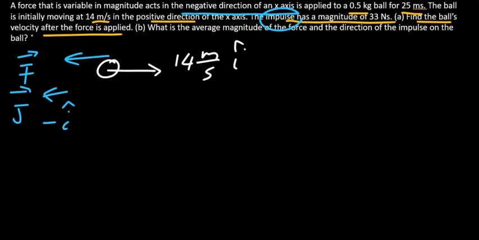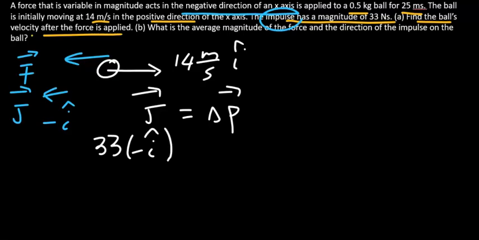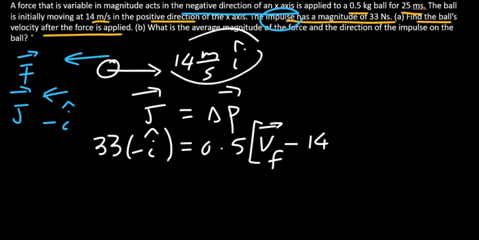So now it's time for us to use the impulse momentum theorem, which says impulse equals the change in momentum, in order to determine the answer for part A. We know the magnitude of the impulse is 33 newton-seconds and it's in the direction of minus i hat. The change in momentum is the mass of the ball times the final velocity, which we don't know, minus the initial velocity, which is 14 i hat. And you can solve for the final velocity of the ball.